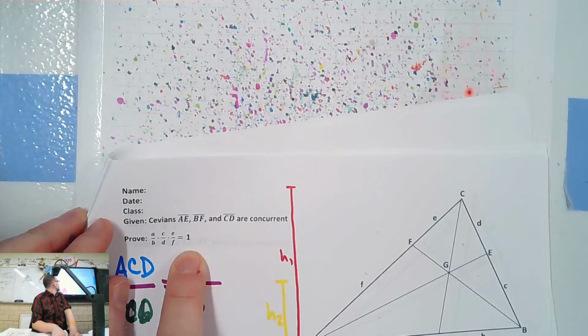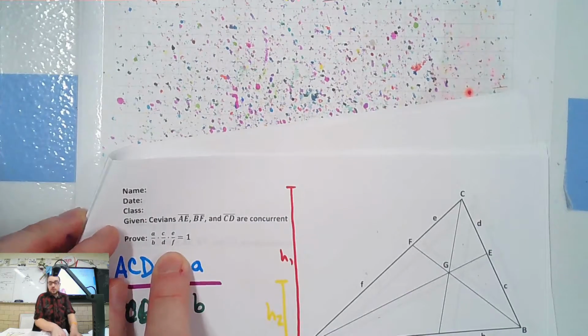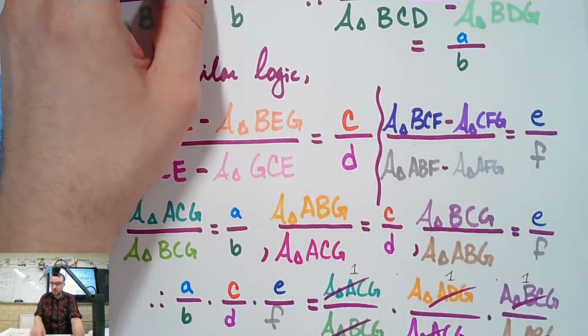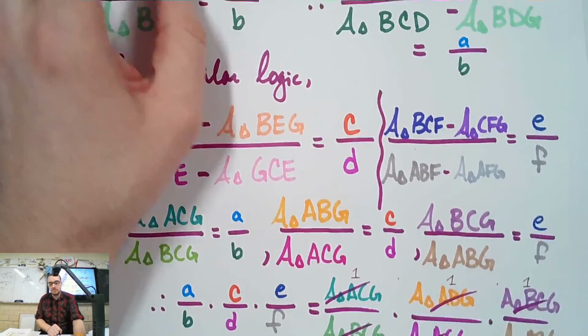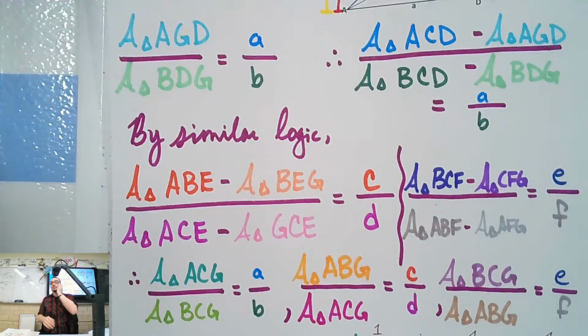Why did I multiply them? Because I wanted to prove that that equals 1. So I took my A, B, C, D, and E, F and multiplied them all together. And that's what it should equal. Then I cross off a bunch of stuff and I get 1. Okay. If you're feeling about 50, that's really good. If you're feeling better than 50, that's excellent.